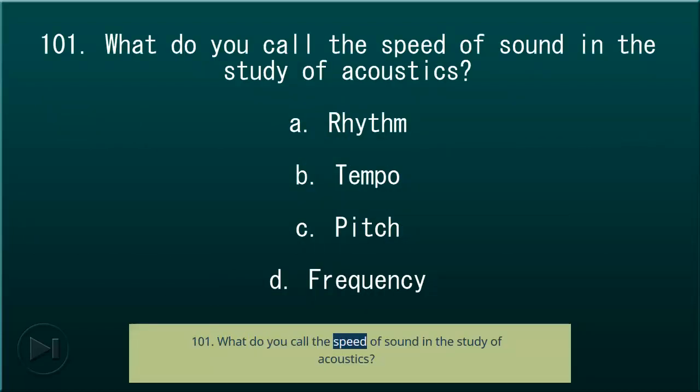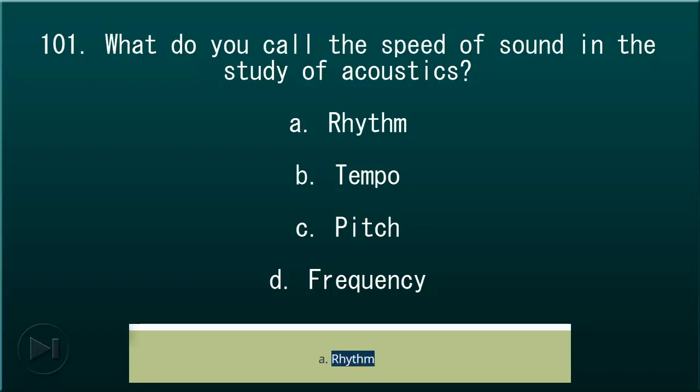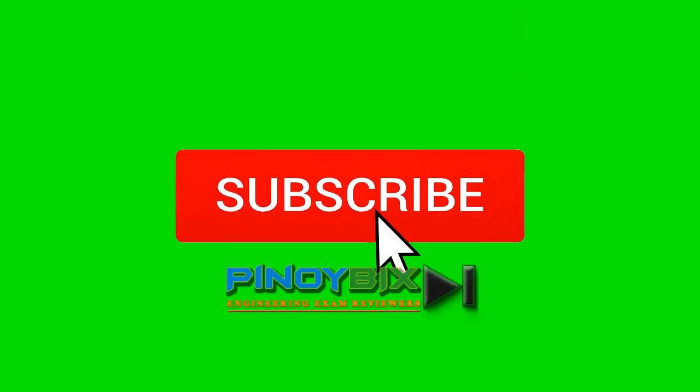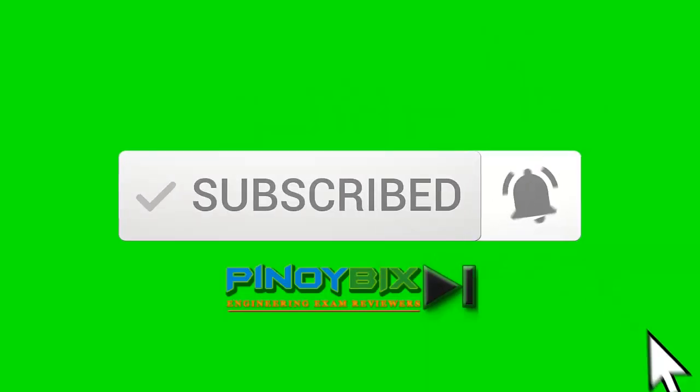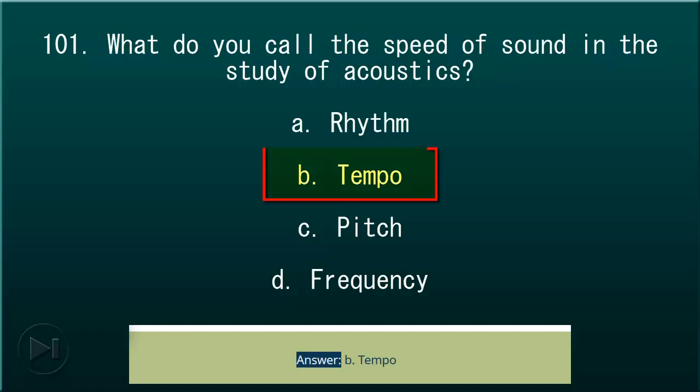101. What do you call the speed of sound in the study of acoustics? A. Rhythm. B. Tempo. C. Pitch. D. Frequency. Answer, B. Tempo.